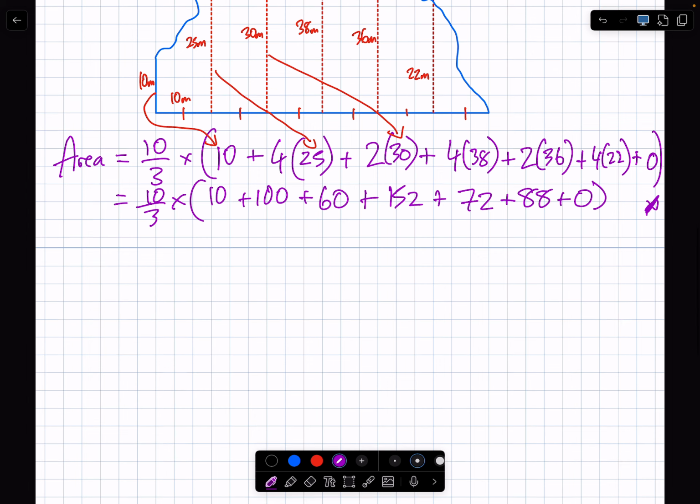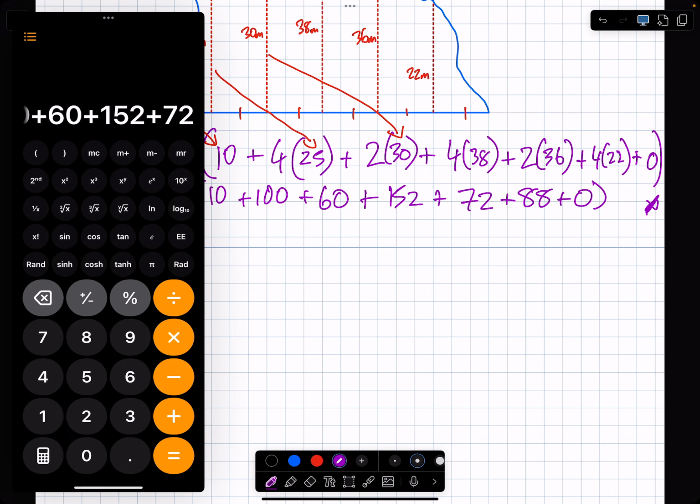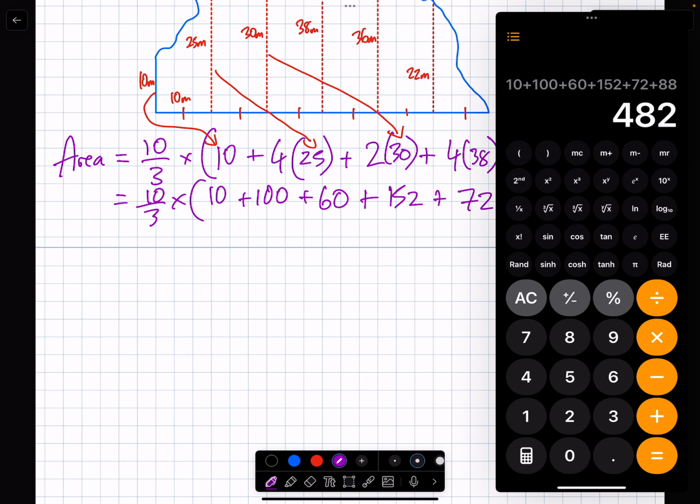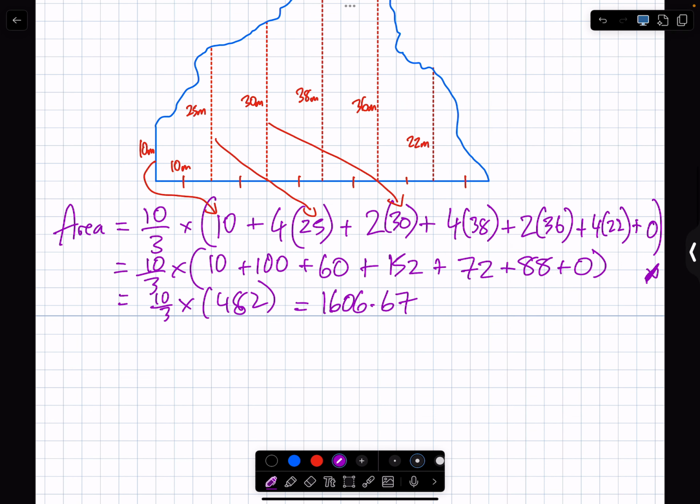That's too many numbers for me to add in my head, so I'll use the calculator. 10 plus 100 plus 60 plus 152 plus 72 plus 88 is 482. So you've got 10 over 3 times by 482. So now I can work that out. 482 times by 10 over 3. 1606.67 square meters.